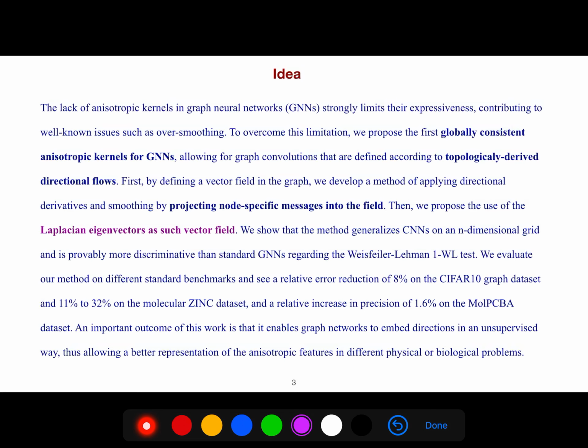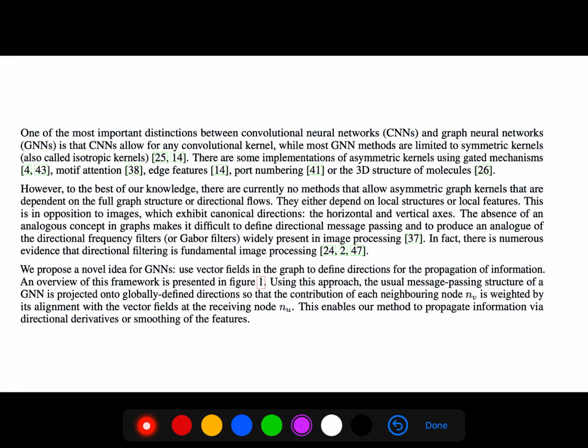Then we propose the use of Laplacian eigenvectors as such vector field. We show that the method generalizes CNN on an n-dimensional grid and is provably more discriminative than standard GNNs regarding 1WL tests.